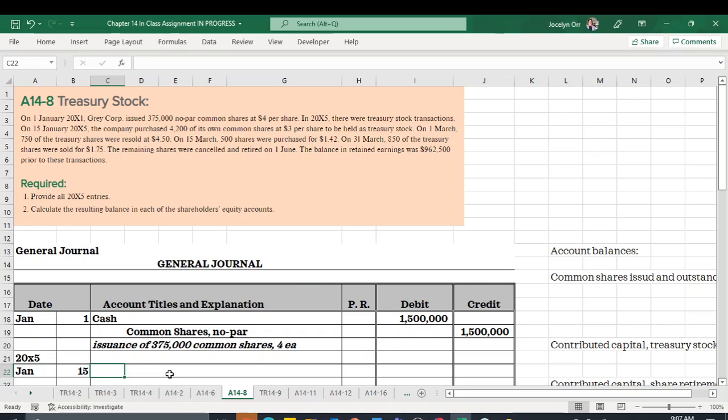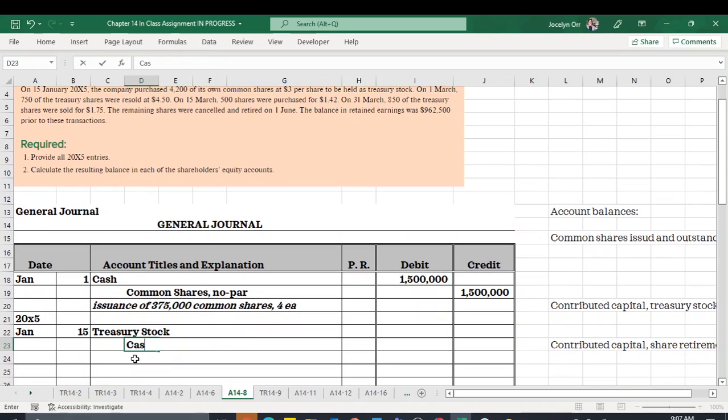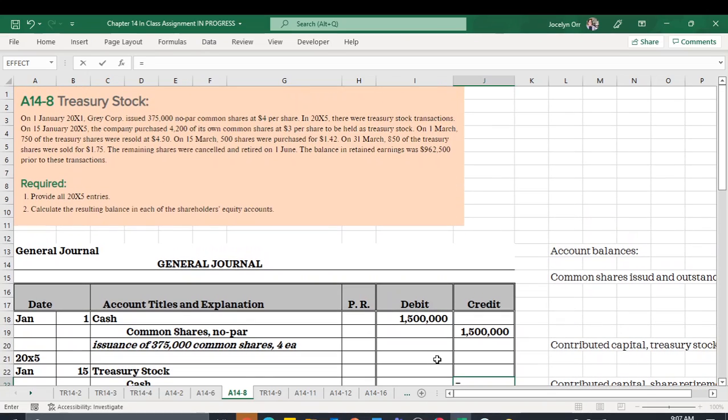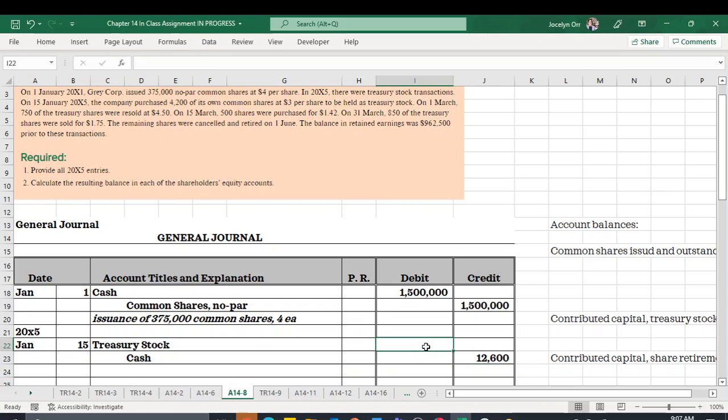And in this case, we are purchasing treasury stock. So we're going to increase our treasury stock, and we're going to decrease our related cash asset for the amount that we purchased. So in this case, 4,200 at a price of $3 each gives us a balance of 12,600.